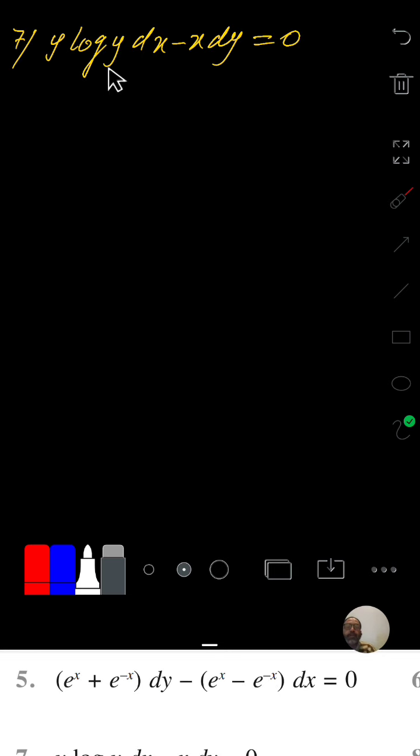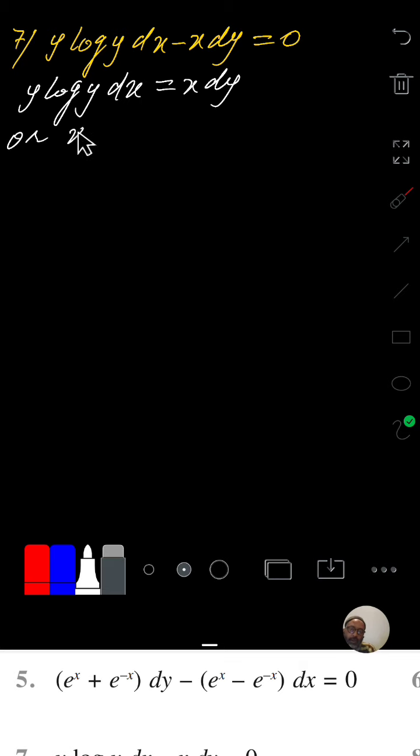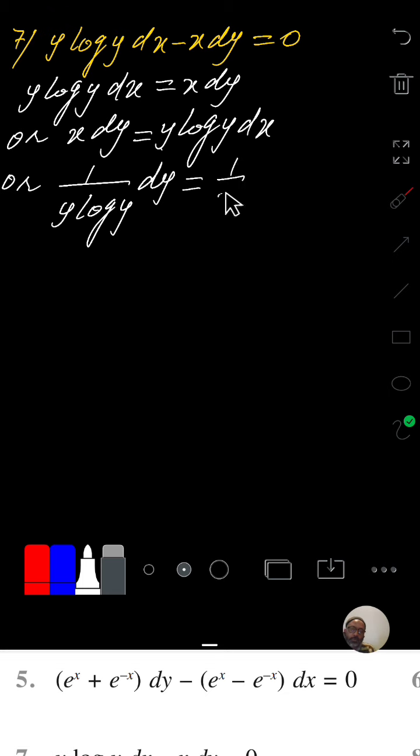Seventh one is y log y dx minus x dy is equal to 0. So first we need to transpose x dy to right hand side. We may write it as y log y dx is equal to x dy, or x dy is equal to y log y dx, or transposing y log y to left hand side and x to right hand side, this equation may be written as 1 over y log y dy is equal to 1 over x dx.